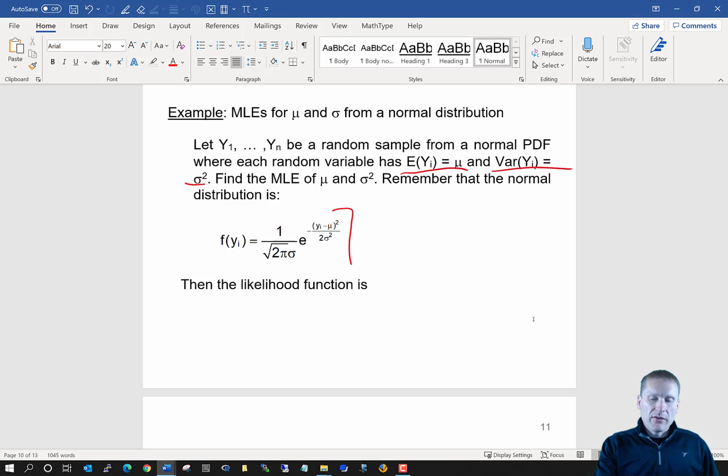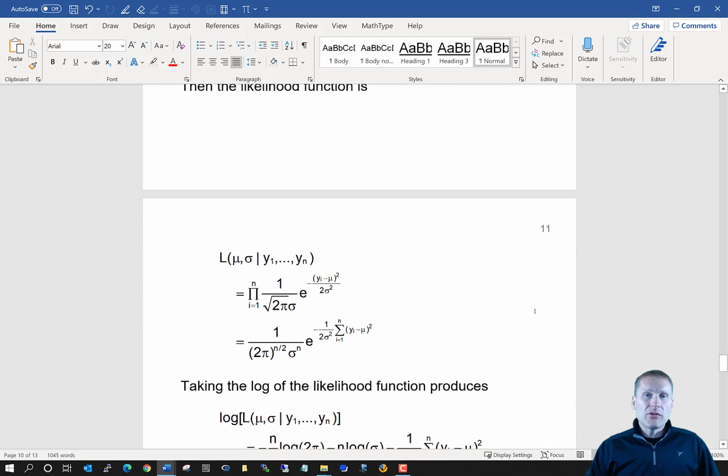Okay, so here's our normal PDF that we've seen many times before. To find the likelihood function, all I need to do is use this product notation again. We take the product from i equal 1 to n. Here's my normal PDF. Notice how I have a y sub i in there. And then we have a little bit of simplification. We can see that this essentially is a constant for all parts of that product, so I can factor it out.